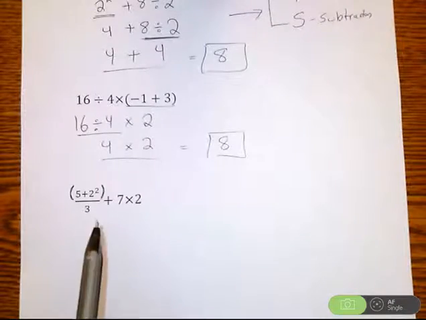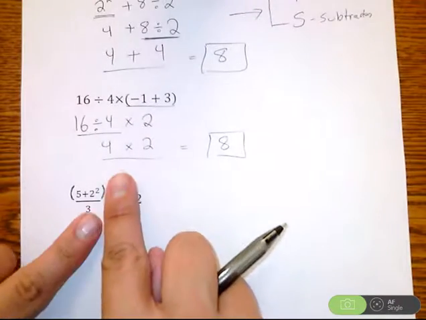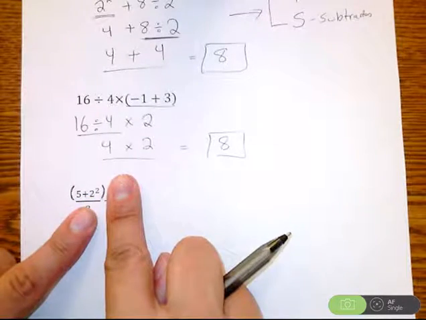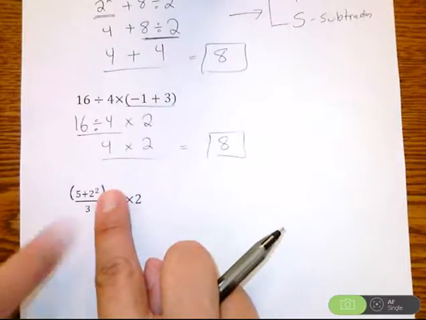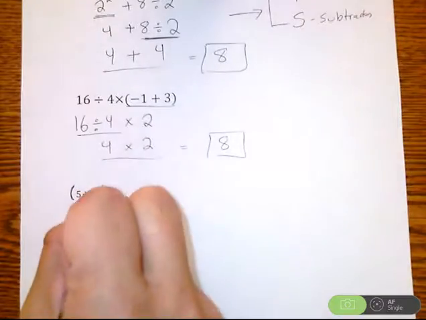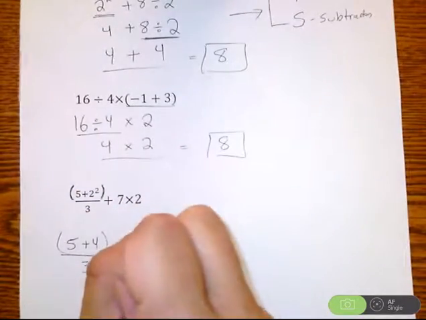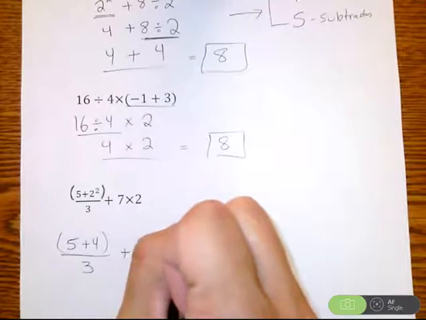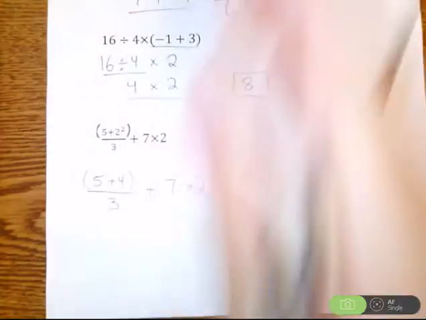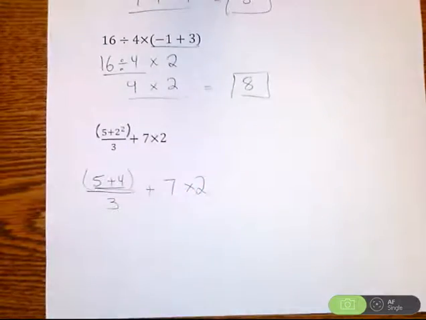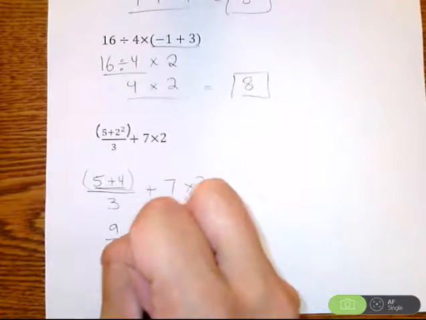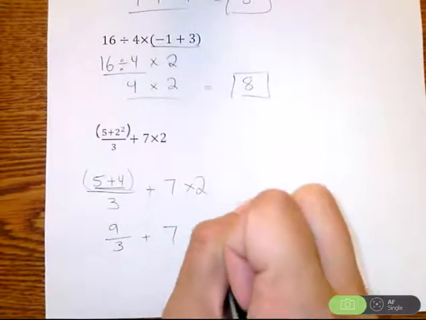So if I'm going to do this one step by step, I have parentheses, so I have to work inside there first. Inside the parentheses, I have addition and I have exponents. We have to take care of the exponents before addition, so 2 squared is 4. So we have 5 plus 4. Didn't touch the fraction with a 3 on the bottom, or the plus 7, or the multiplication by 2. Continuing, we're still inside the parentheses. 5 plus 4 is 9. So 9 divided by 3. Didn't touch the plus, the 7, the multiplication, or the 2.